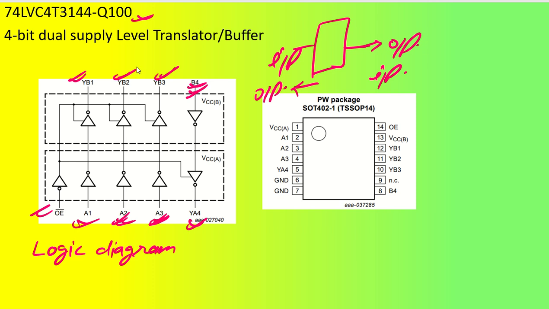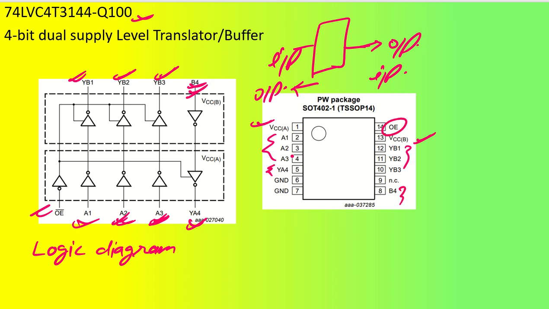But I am giving you a very simple example of an IC, which is 74LVC4T3144-Q100. This is automotive compliant, so it can be utilized in automotive applications as well. And this is the pin configuration that is actually used. You can see VCC A side and VCC B side. You have these three as input and three as output, and similarly this one is input and this will be output.